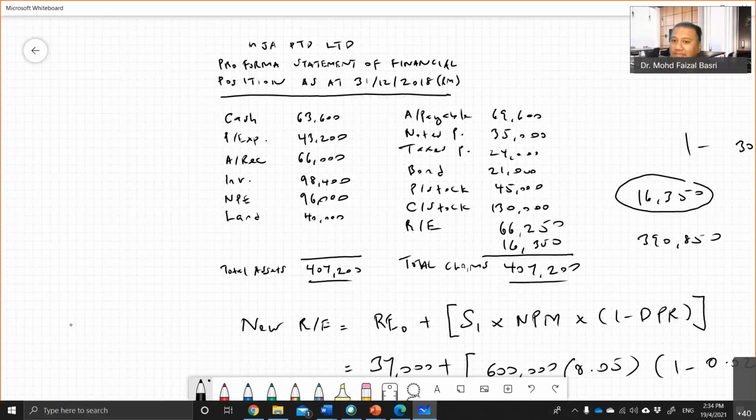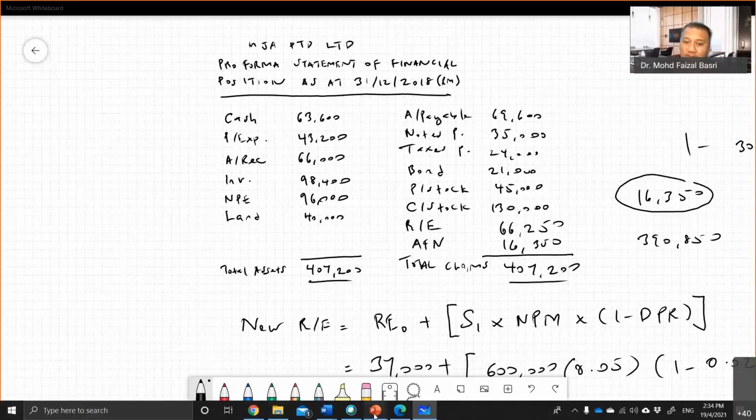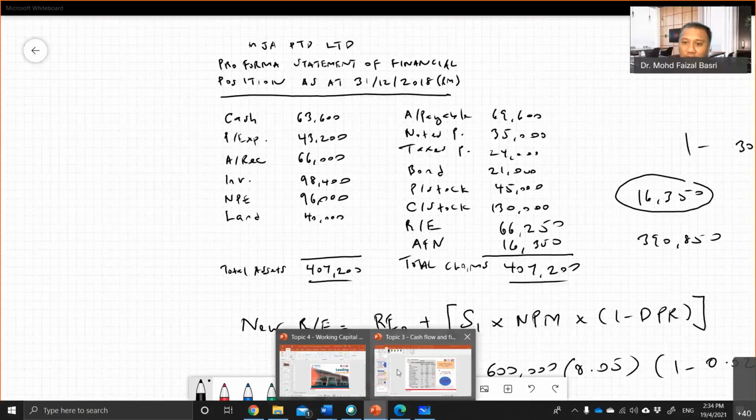Okay, because this is the amount that we are short. We don't have this amount. In short, we do not have enough of this amount. So this amount is known as AFN. Okay, this is the amount that we need to borrow. AFN stands for additional funds needed.